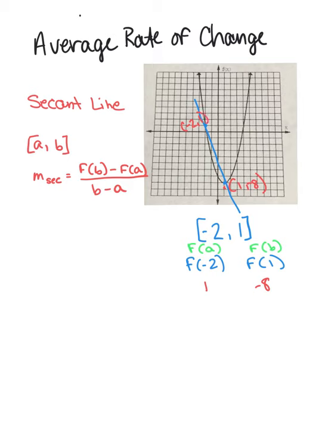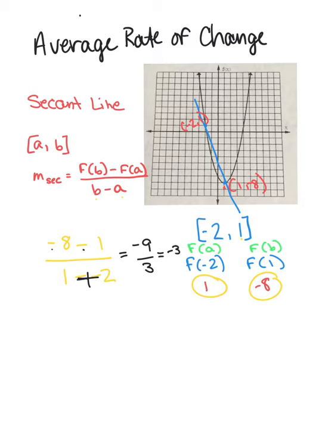My formula says f of b, which is -8, minus f of a, which is 1, over b minus a, so over 1 minus -2. Understand, this negative comes from the formula, and this negative comes from the fact that this is a -2. Remember, two negatives make a positive. So I have -8 minus 1, which gives me -9. 1 plus 2 is 3. So the slope between these 2 points is -3.